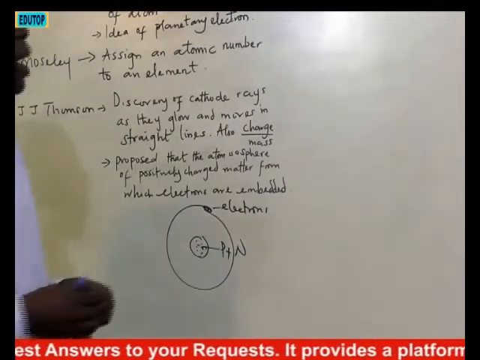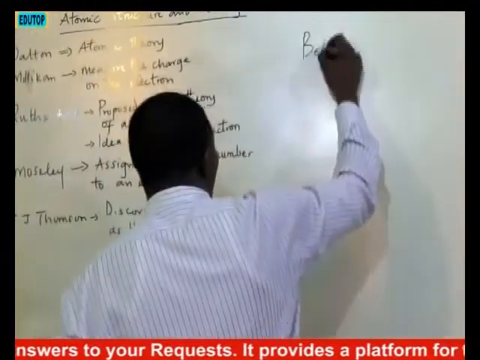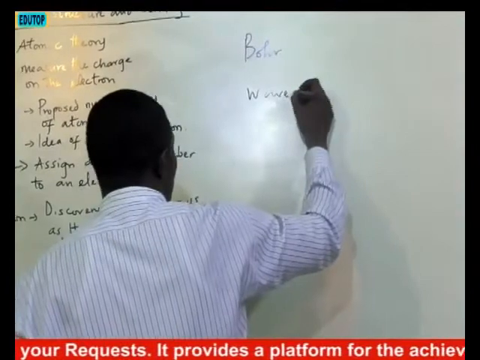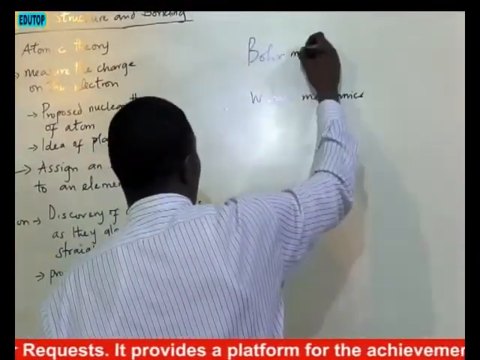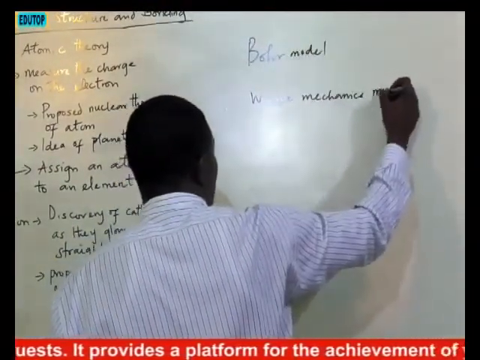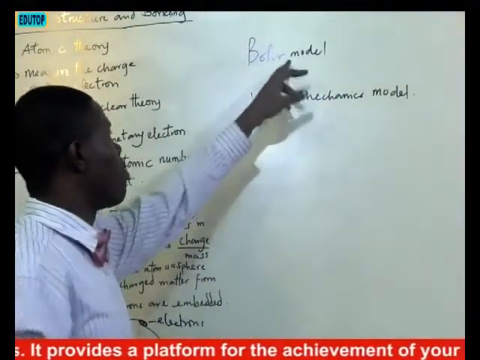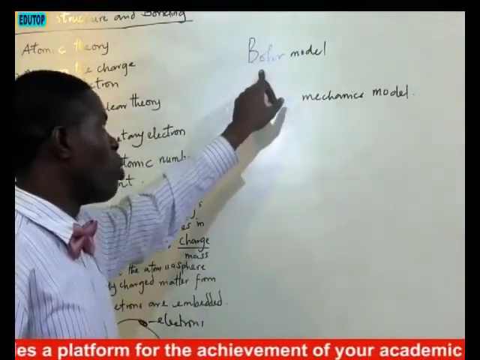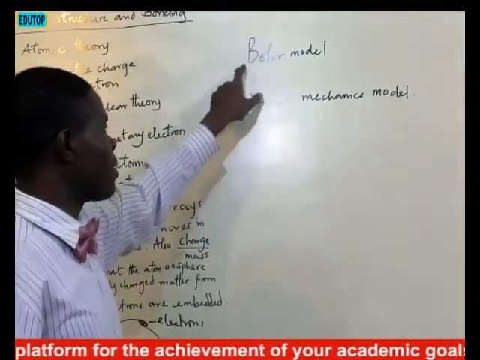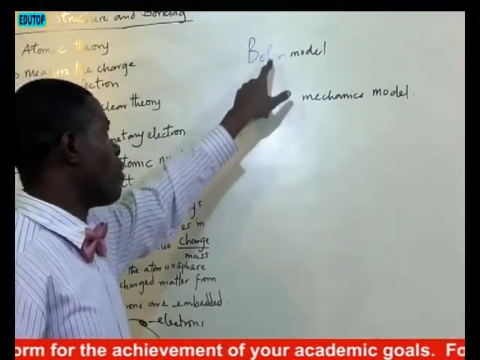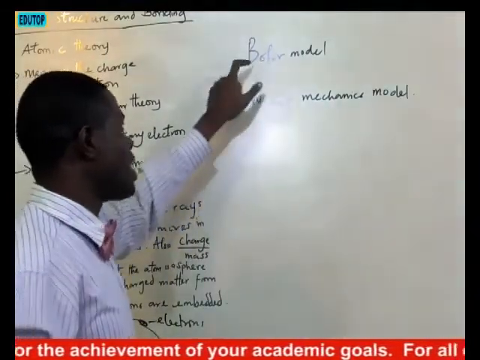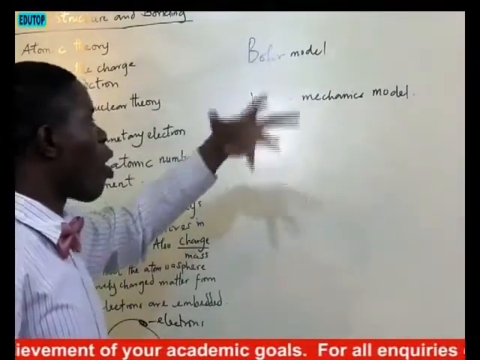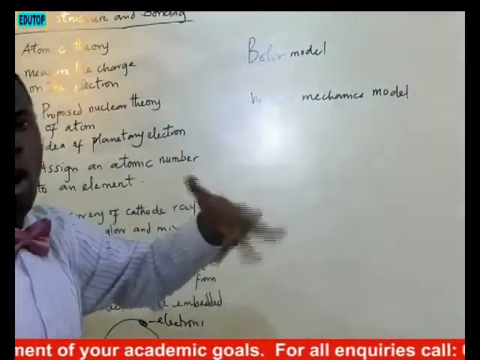So then let's talk about our Bohr. We have the Bohr model and the wave mechanics model. In the case of Bohr model, Bohr talks about a simple molecule such as the hydrogen molecule. But for a molecule that is more complex than hydrogen, Bohr failed. So that is why it has limitation when you are talking about more complex atoms or molecules.